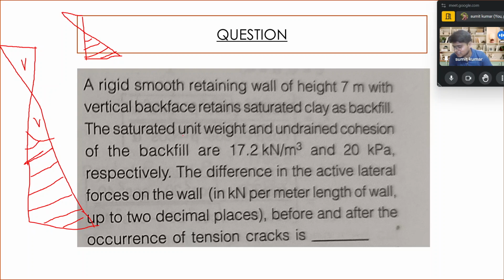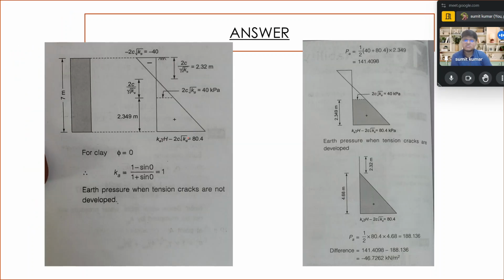You see the solution only, because time is going ahead. So you see over here. First of all, they plot the graph. Earth pressure when the tension crack is developed, so the upper and lower section get removed. And when tension crack is not there, the first graph is found, then the second graph is found. When we subtract those values, we get 46.7262 as our answer, which we are in search of. I think this understanding is clear.